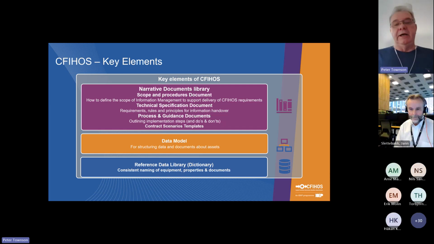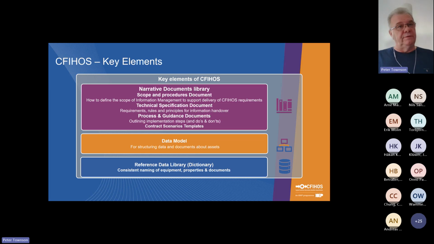Basically, it's a logical data model. It's not a physical data model, even though it can be produced as a physical data model. It is a logical data model, and basically it's the roadmap, and it shows you how all the information is structured and all of the relationships between the various entities and properties that we've got within not only the data model, but also within the reference data library.